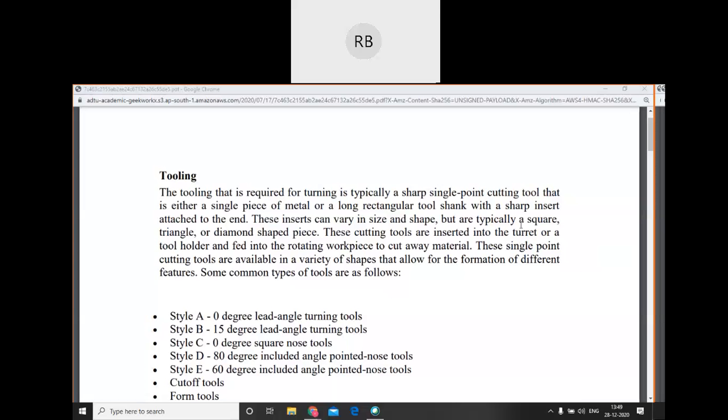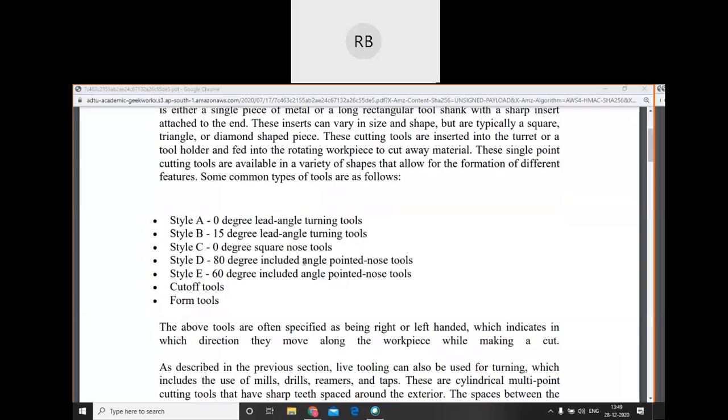A single point cutting tool is either a single piece of metal or a long rectangular tool shank with a sharp insert attached to the end. These inserts can vary in size and shape but are typically a square, triangle, or diamond shaped piece. These cutting tools are inserted into the turret or a tool holder and fed into the rotating workpiece to cut away the material. These single point cutting tools are available in a variety of shapes that allow for the formation of different features. Some common types of tools are as follows.